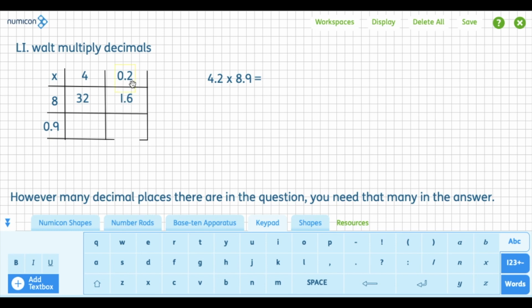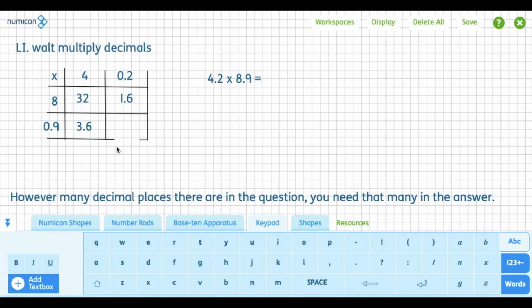And as you know, we have 1 decimal place in our question, so 1 decimal place in our answer. And again with here, 4 times 0.9, 4 times 9 tenths is 36 tenths. 4 times 9 is 36, but again, we have 1 decimal place in our question, so we need 1 decimal place in our answer. 36 tenths is 3.6. All right, the fun bit. A decimal by a decimal with no wholes.